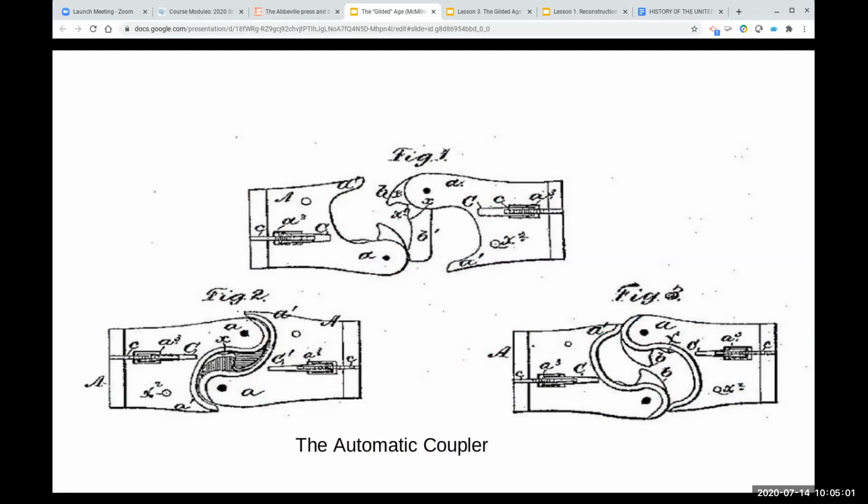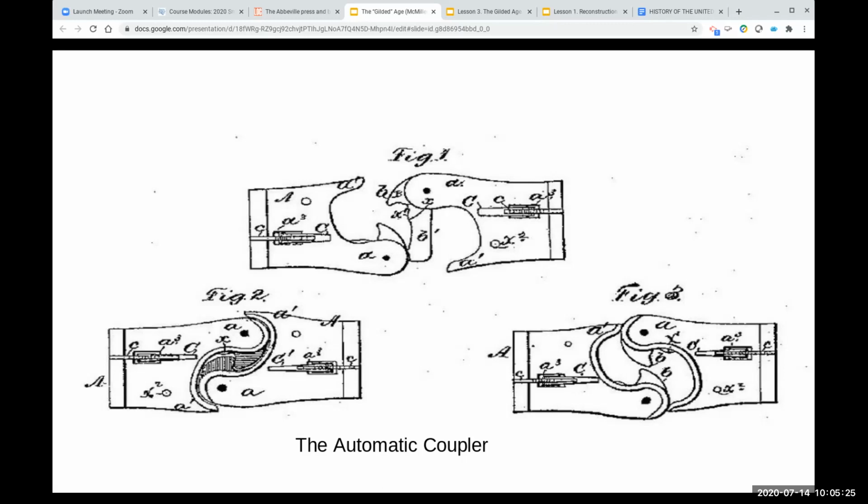Here's an example, which is the automatic coupler. It used to be in a train yard. Trains would come together, and there'd be somebody who would join the trains together, and this person would put a peg into a hole so that the cars would stay together. And this peg often was a really dangerous thing. People get crushed between these trains. People lose hands between these trains.